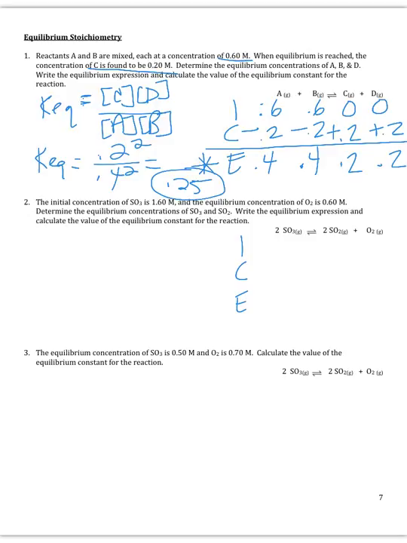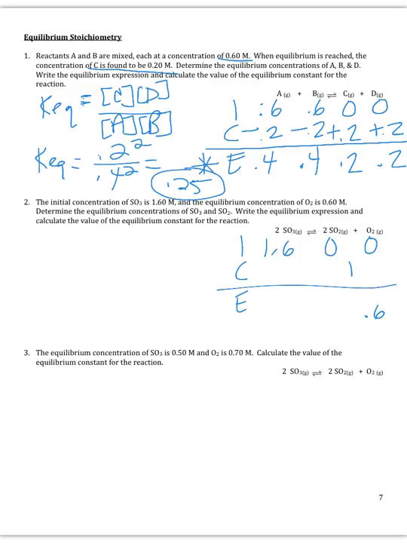In the next problem, we have an initial concentration for the SO3 of 1.60 molar. Equilibrium concentration of O2 is 0.6 molar. We also know that initial concentrations of products should be 0. So here's what we know. We need equilibrium concentrations of everything in order to calculate an equilibrium constant.